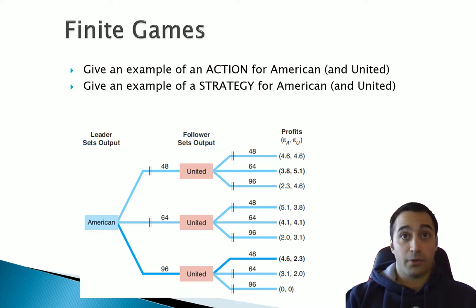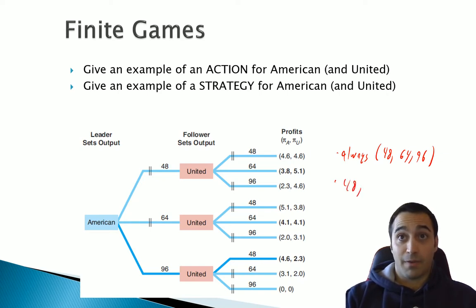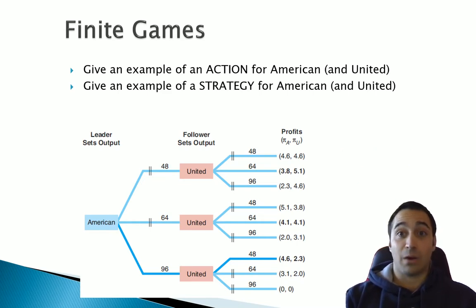Strategies, however, for United are slightly more complicated because United has to make a decision at each of these 3 points. So if you were to say United plays 48, that isn't necessarily a strategy because you haven't told me when, where, how, why. Strategies for United include always 48, 64, or 96. Or you could say they do 48 if top, followed by 64 if middle, followed by 96. Or they could do 48, 48, 64, or 48, 48, 96. You can see that the set of strategies United might want to play is a very large object.